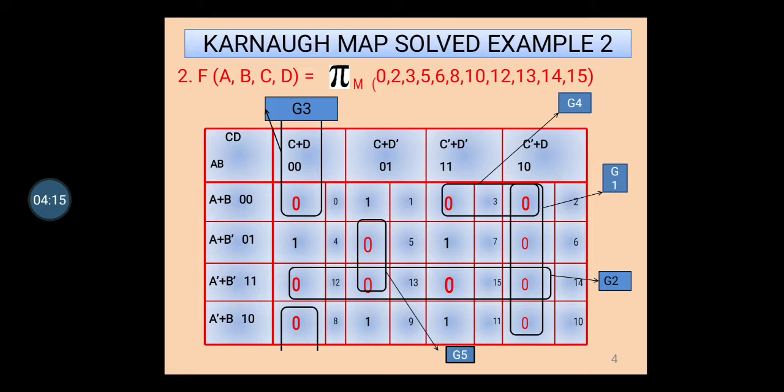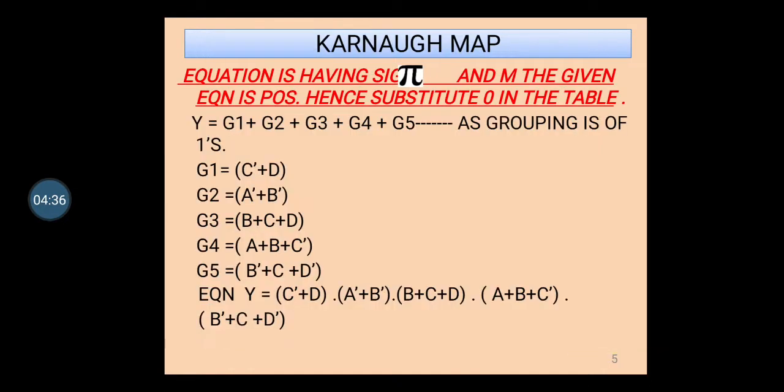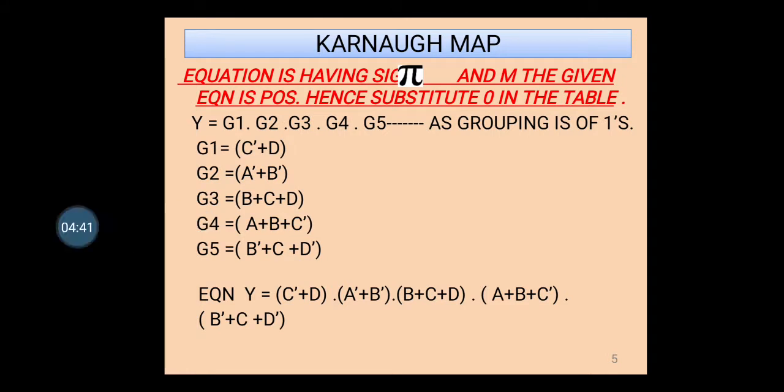The highest number is 15. Therefore a 4 input K-map table you are going to use, and in that table you are going to substitute the output, but here you are going to substitute zeros, as this is your POS equation, max terms, in the given cell numbers, and then form the groups. And these are the different groups formed. And now we are going to write the equation. Since this is your POS equation, the output equation Y is equal to G1 dot G2 dot G3 dot G4 dot G5, and then you have to find the equation for each group.